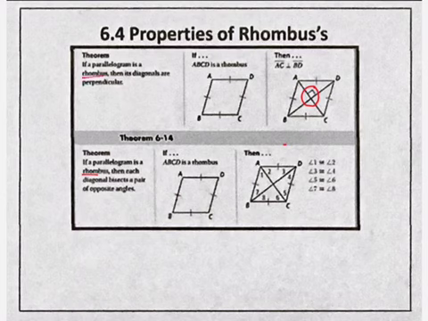If a parallelogram is a rhombus, then the diagonals are going to bisect pairs of opposite angles. So this diagonal creates congruent angles here and here, as well as these angles here, where the other diagonal does the same thing here, and here, and there, and there.